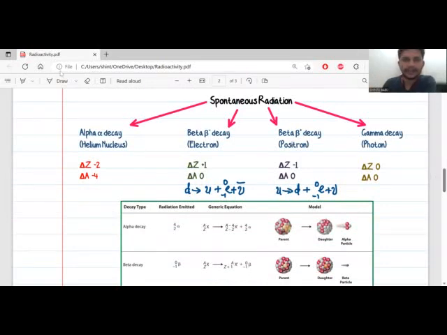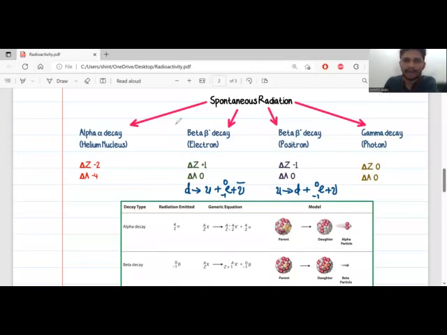Next in this chapter is spontaneous radiation. You came across this topic in IG again. There are four basic types of radiation: alpha decay, beta decay, and there are two special cases of beta decay, beta minus and beta plus. And you have, of course, gamma decay.